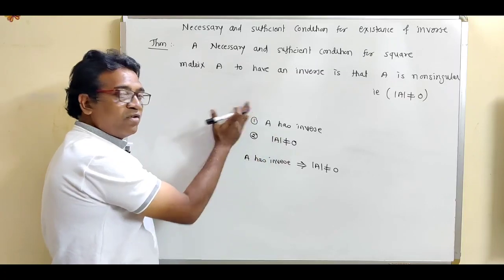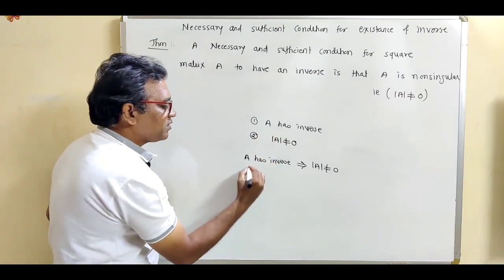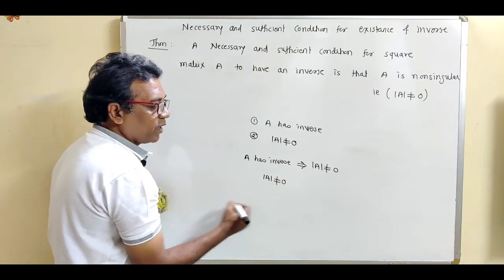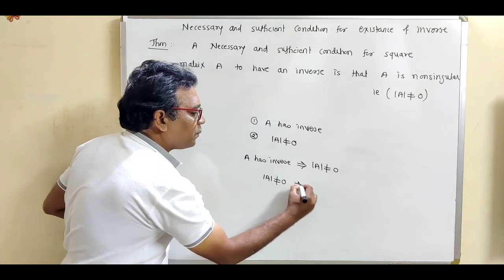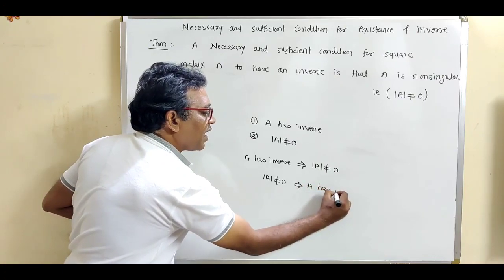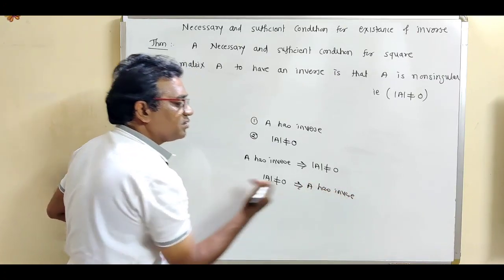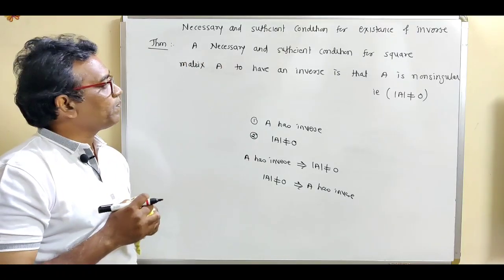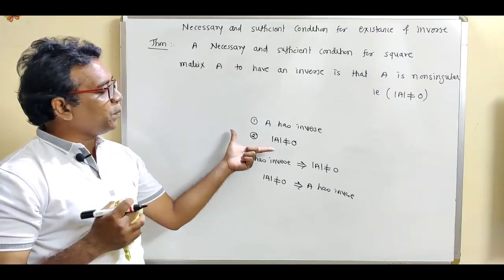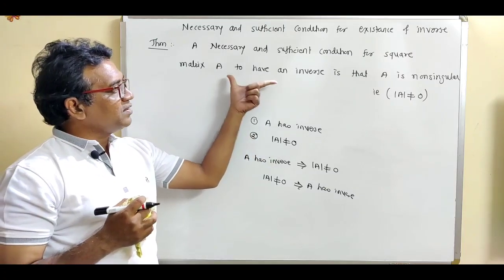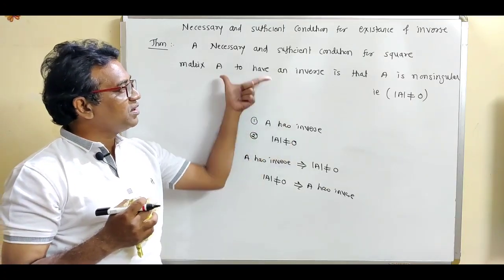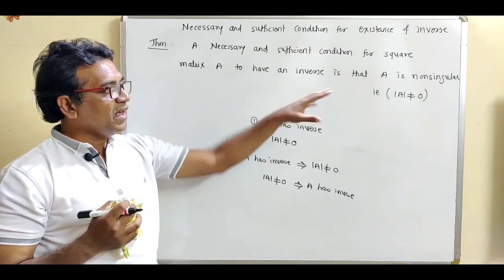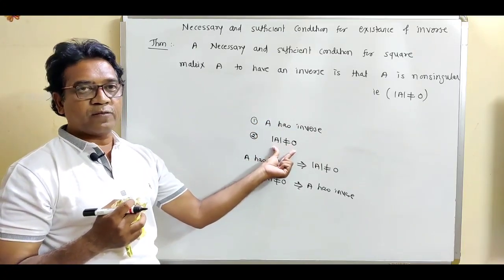And what is the sufficient part? Sufficient part means prove the converse. Converse means suppose that A is a non-singular matrix. Use this condition and prove that the matrix A has inverse. So this is called the sufficient part. So first of all, observe the total theorem. This theorem contains two parts. First part, the matrix A has inverse. And the second statement, A is a non-singular matrix.